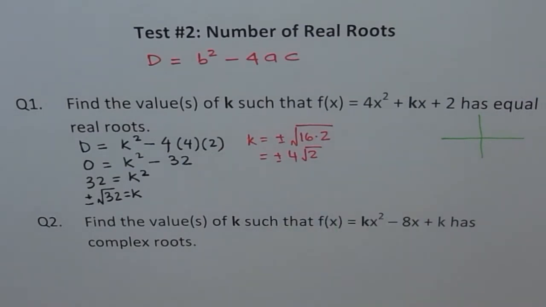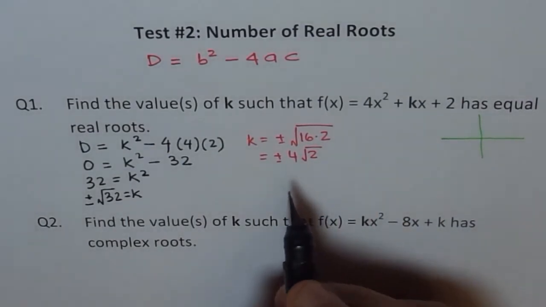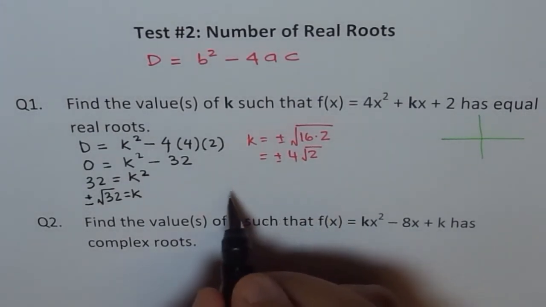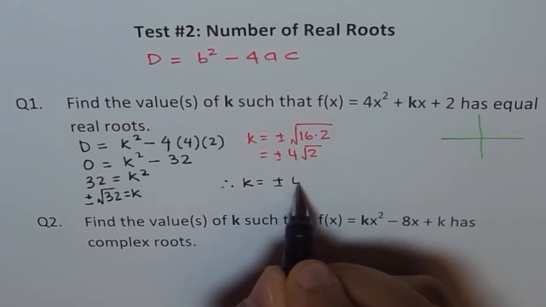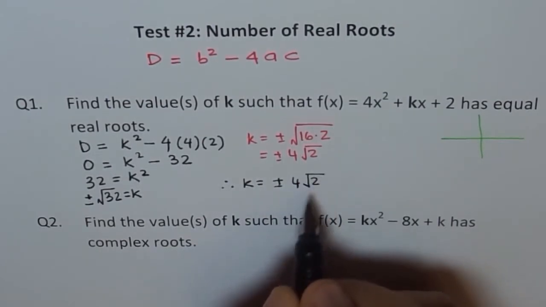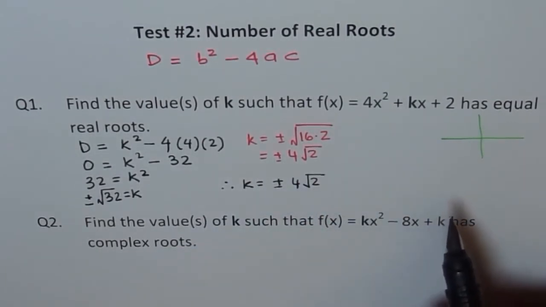And for that value of k, we should get exactly one root. Do you understand? So there are two possibilities. Therefore, k equals plus minus 4 square root 2, for having equal real roots, right?